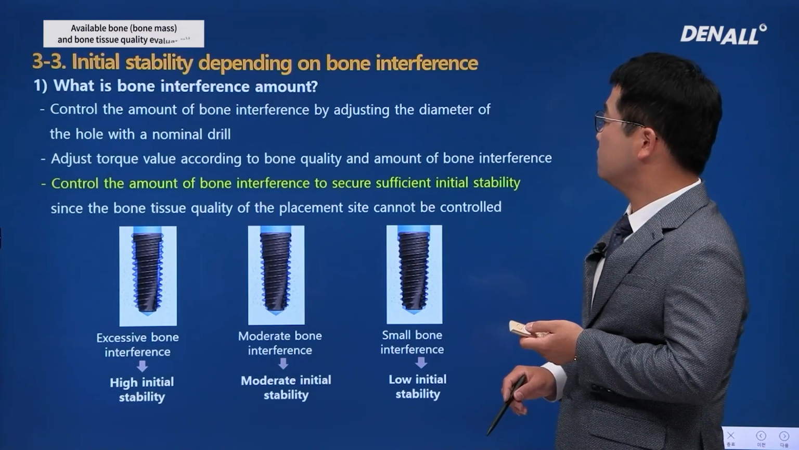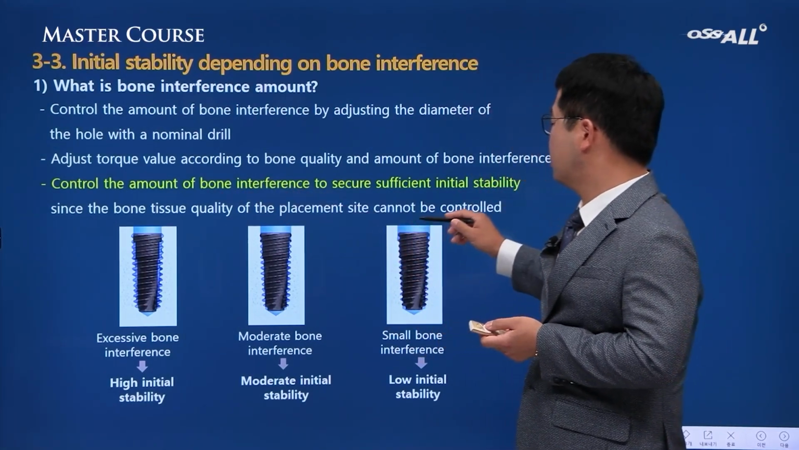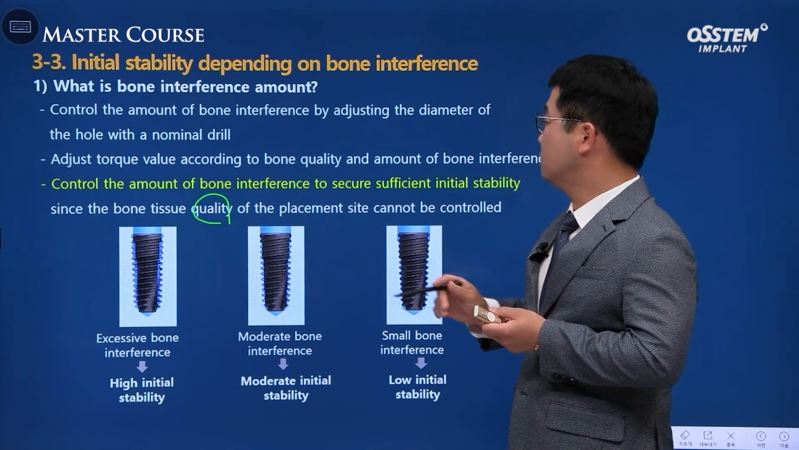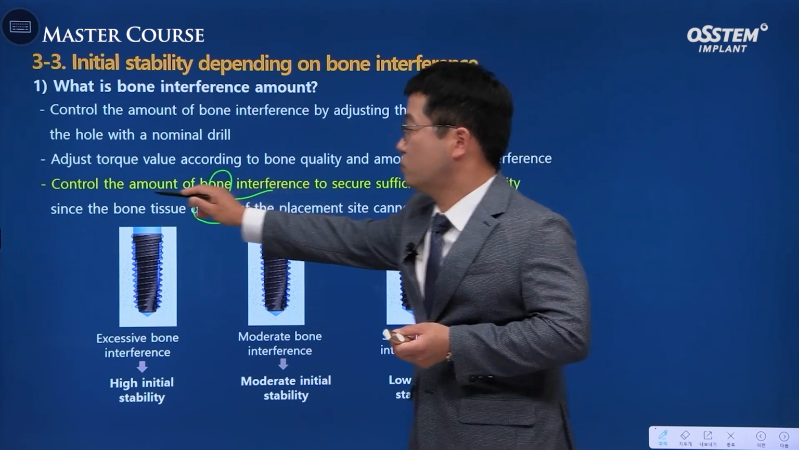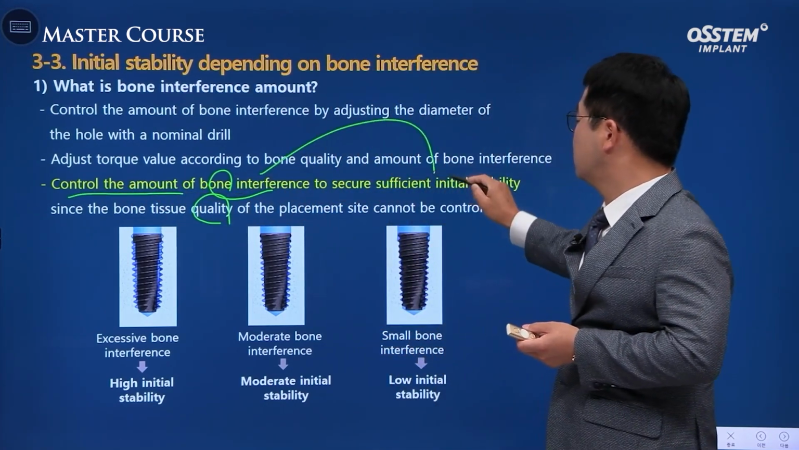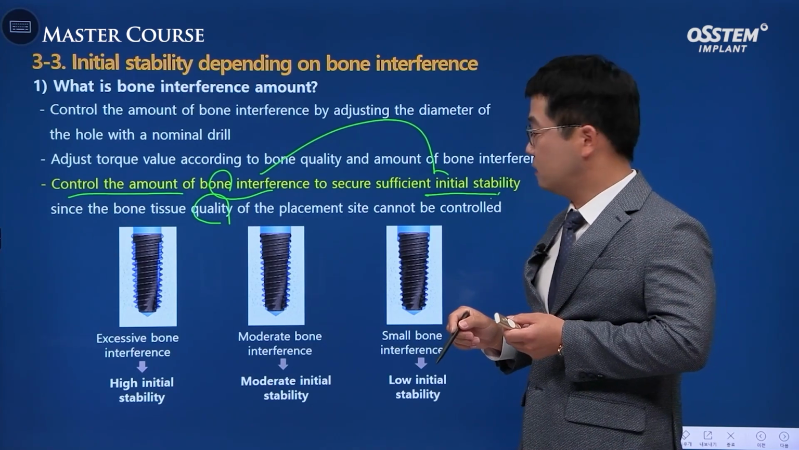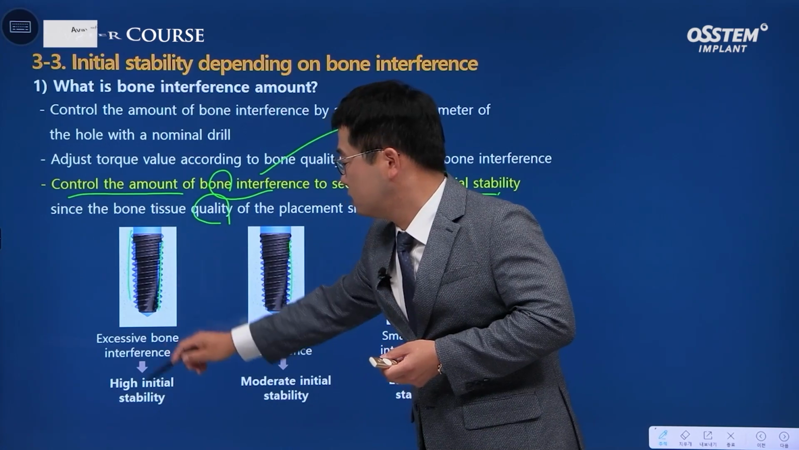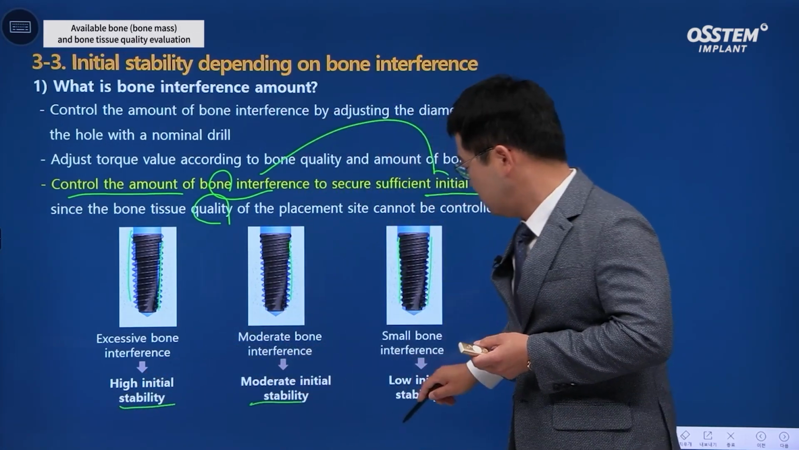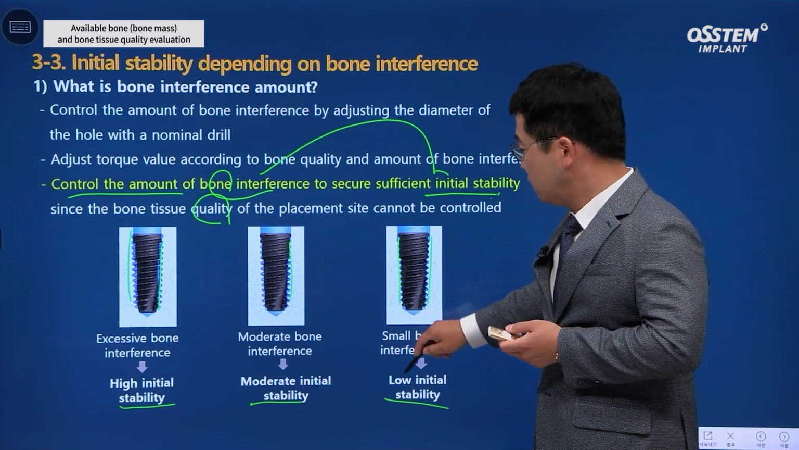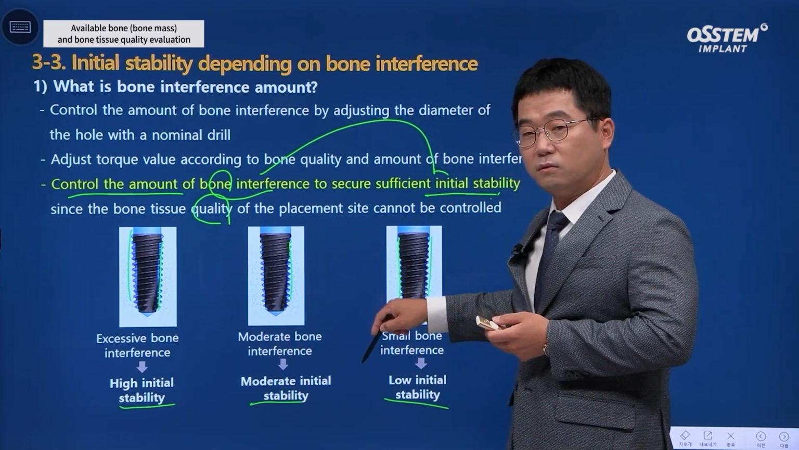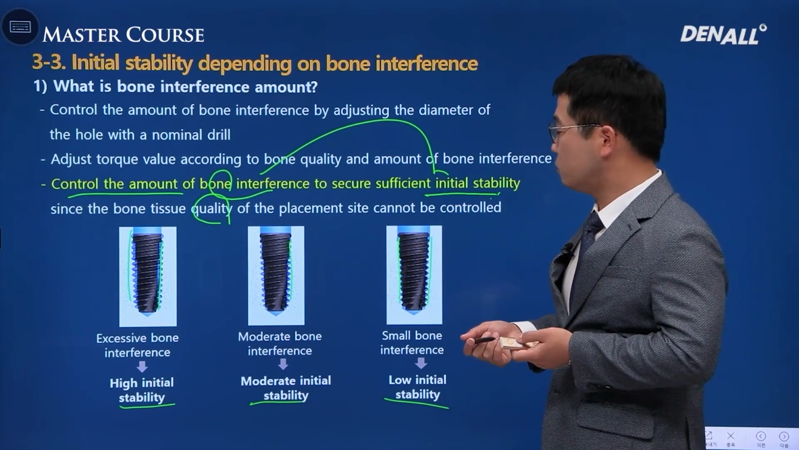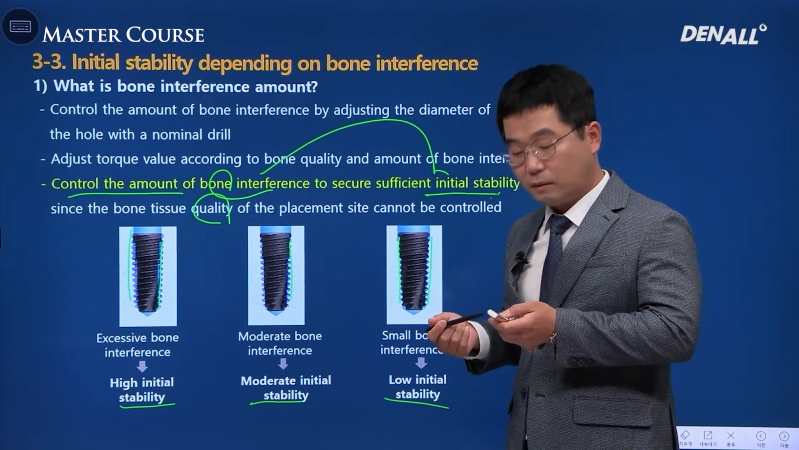If you look over here, we cannot control bone quality, and what we can control is the bone interference. We need to do this to get the desired primary stability. The amount of bone interference leads to the amount of primary stability. By adjusting bone interference, we can get good primary stability. That is the goal. We need to be able to get the desired primary stability.